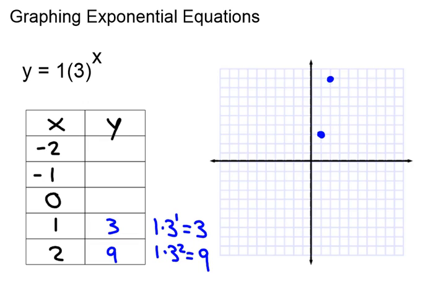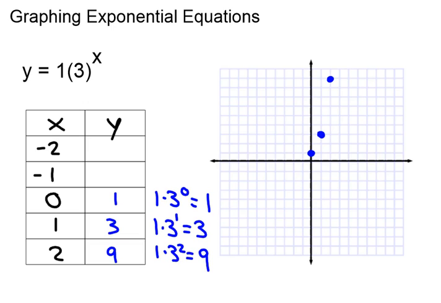Right there. Okay, let's do 0. So 1 times 3 to the 0. A lot of people get confused on this. 3 to the 0 itself is just 1. So this basically says 1 times 1, which is 1. So we'll put that in there. So 0 goes to 1.